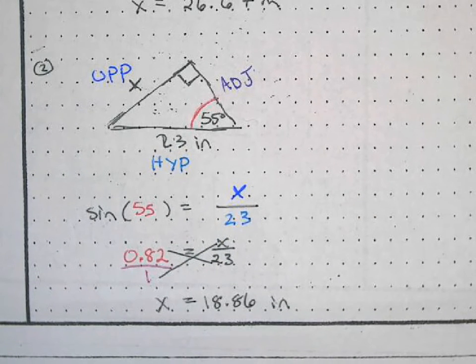Like so. And that's how we can use sine when given an angle to help us find the side length of a right triangle.